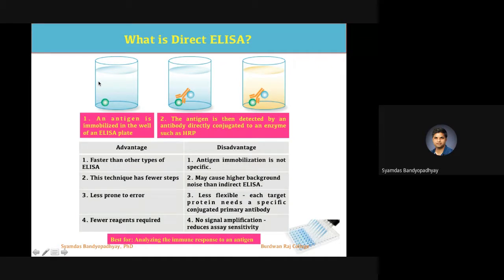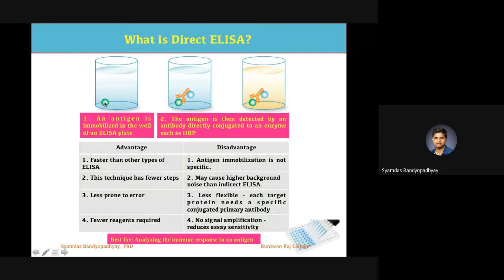As you can see, there is a microtiter plate. This is a well of a microtiter plate to which you have added buffer, and then an antigen has been immobilized in the well of an ELISA plate. This one is the antigen, the green color. For the ease of understanding, let us assume that this antigen is IL-12, a cytokine, right?